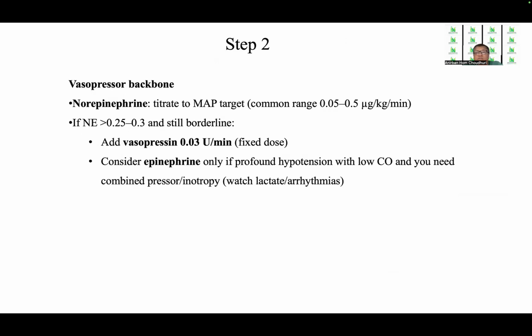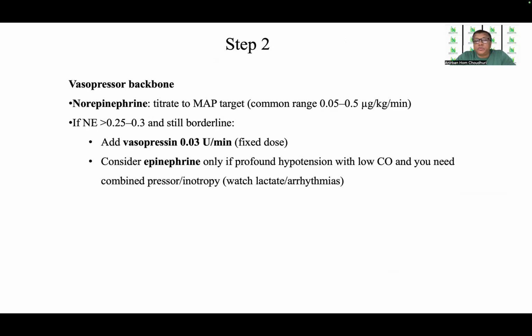Step two is the vasopressor. Now, vasopressor is the backbone in patients with cardiac dysfunction. We titrate norepinephrine to target a MAP. The common range is 0.05 to 0.5 mcg per kg per minute. Whenever the norepinephrine required is more than 0.25 to 0.3 mcg per kg per minute, we add vasopressin.